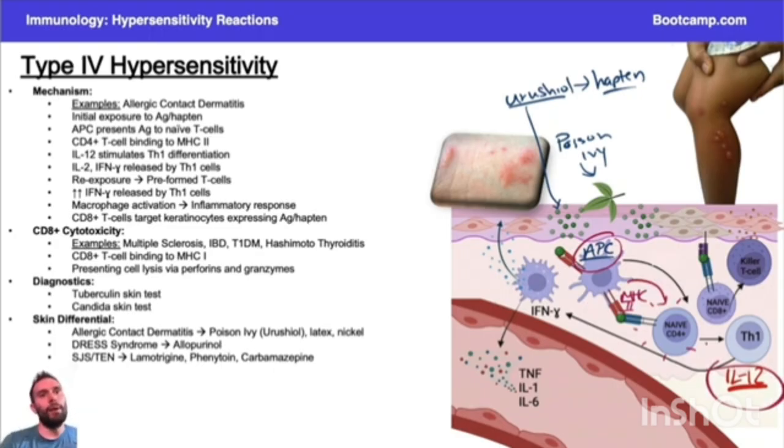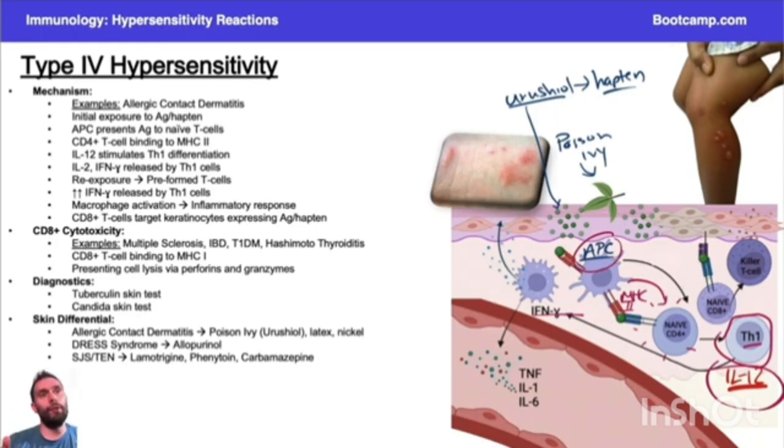And then this CD4 positive T cell will form a T helper 1 cell, again, because it was stimulated with interleukin 12. That T helper 1 cell will then go on to release interferon gamma to activate antigen presenting cells, particularly macrophages, to release chemicals at the site of the urushiol. That's where that inflammation is going to be. So again, same concept we talked about. It's literally just the T helper 1 response that I'm referring to here.